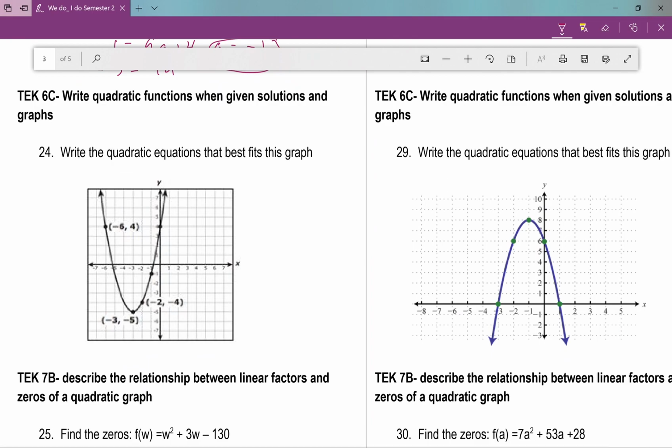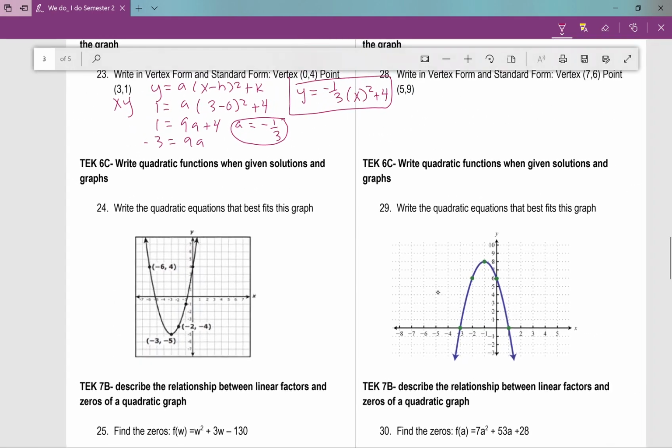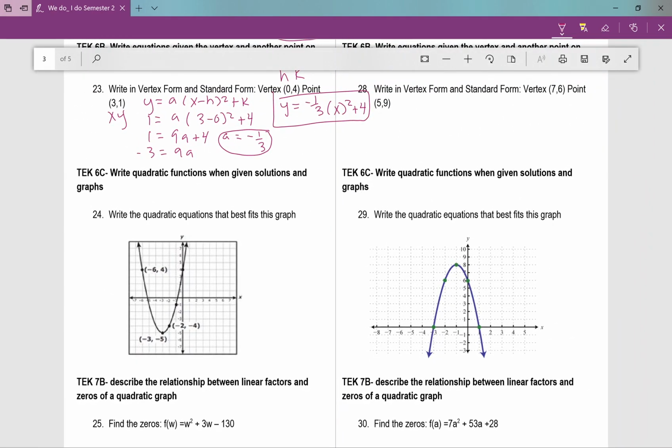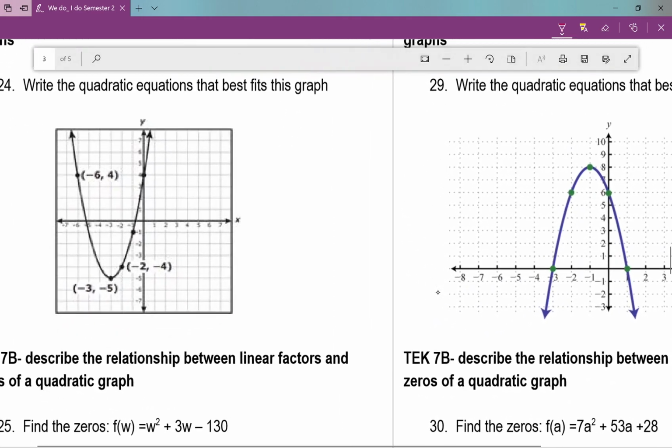Okay, number 24. We're using the T6C. It says write quadratic functions when given solutions and graphs. 24 says write the quadratic equation that best fits this graph. So there are multiple ways you could do this. You could either use the vertex and point and do it exactly how we did in 23. Or you could type these points into lists and spreadsheets and find the regression line for a quadratic function. How I'm going to solve it is I'm just going to solve it by hand using vertex and a point.